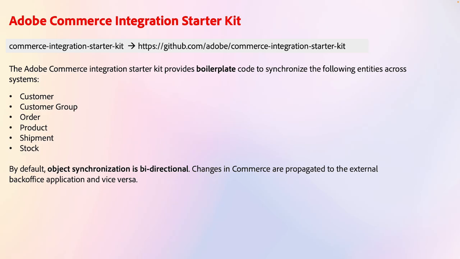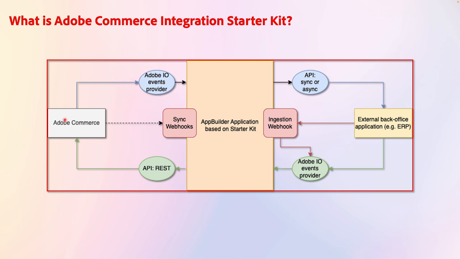Based on your external ERP or external system and Adobe Commerce business requirement, you are free to modify the boilerplate business logic and implement the customized solution. If you see this diagram, on the left hand side we have Adobe Commerce, on the right hand side we have the external system like ERP or OMS, and in between we have the App Builder app based on the Starter Kit. So the Starter Kit app is building the bridge between Adobe Commerce and the external system. It can consume the data from Adobe Commerce and publish to the external system. Similarly, it can consume the external system data and publish back to Adobe Commerce.